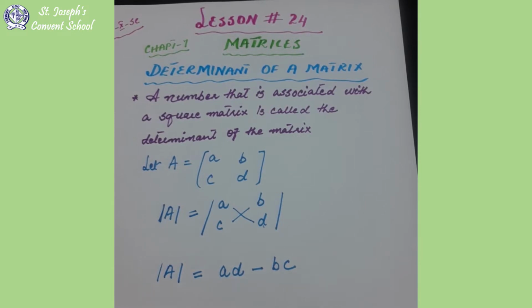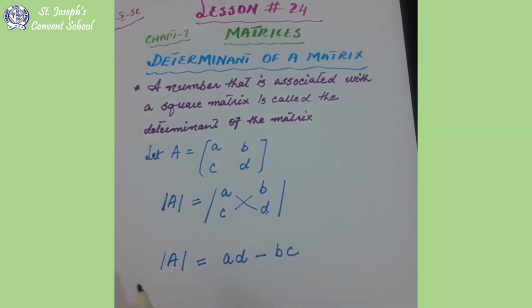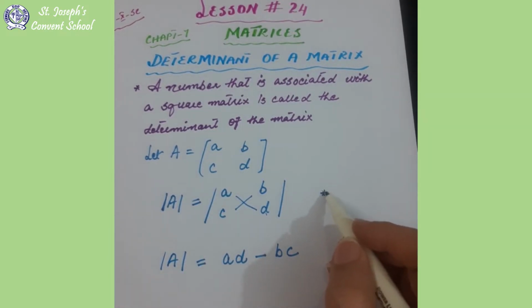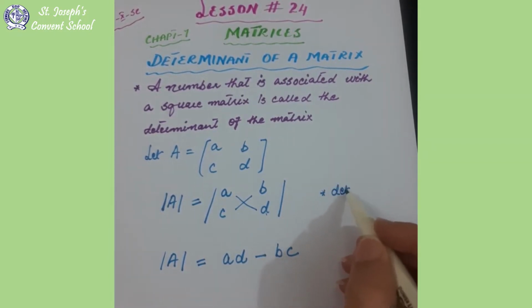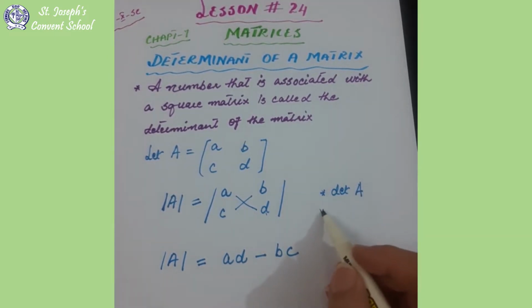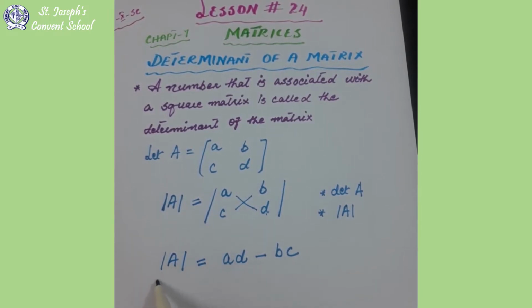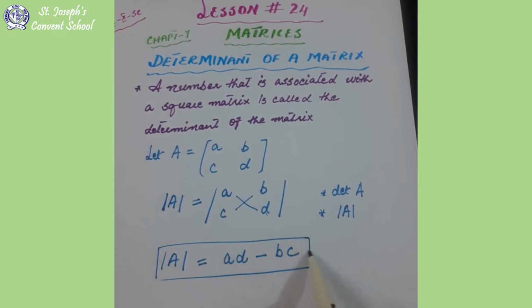You can also write determinant A this way. Determinant of A, or you write it in this form, both are correct. Now how to find the value? You will apply this formula for determinant. For finding the determinant, you will get one single answer, and that single answer represents the matrix.